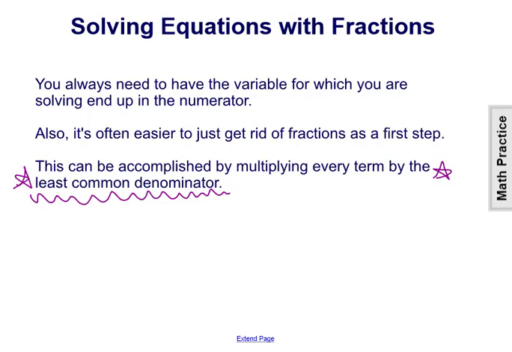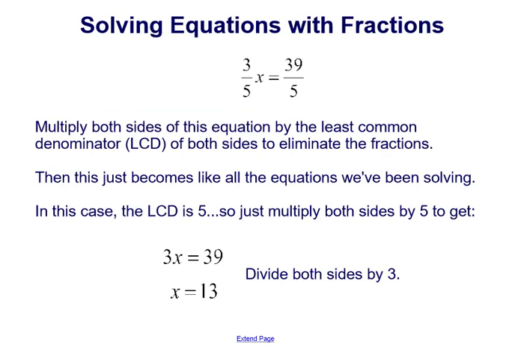So let's take a look at an example here. We have 3/5 x equals 39/5. So this is an equation with fractions. Our first step is going to be to multiply both sides of this equation by the least common denominator of both sides to eliminate the fractions.